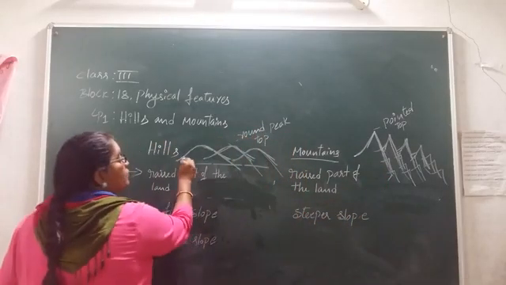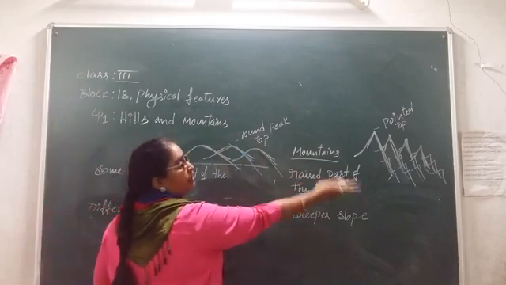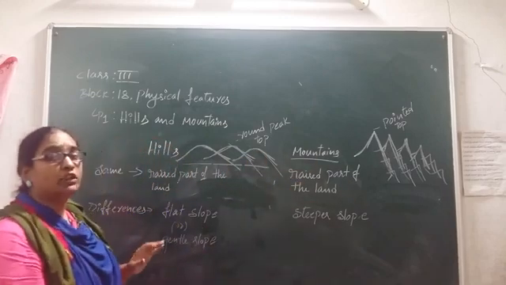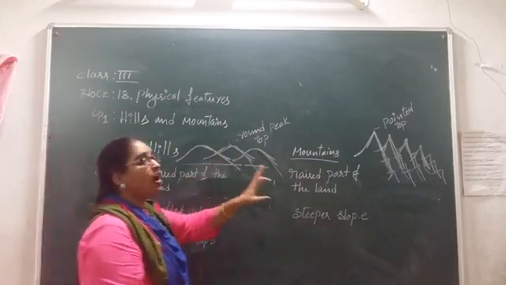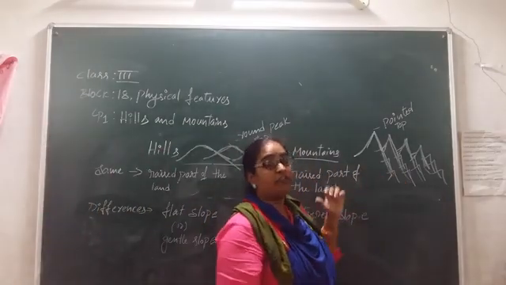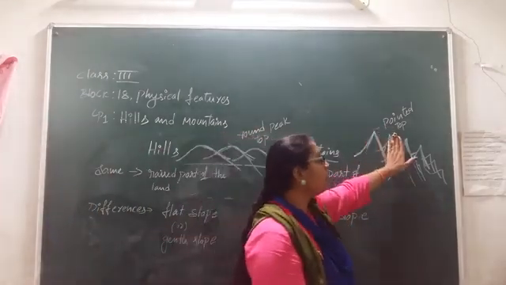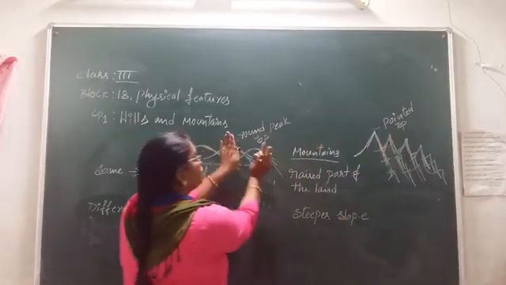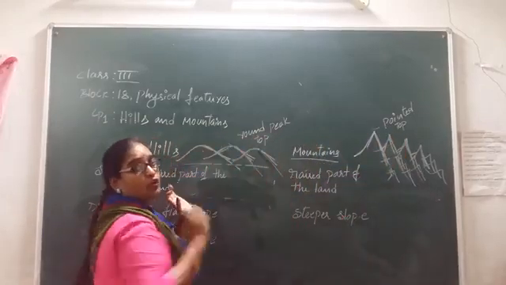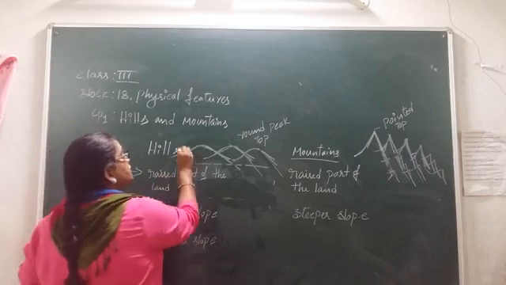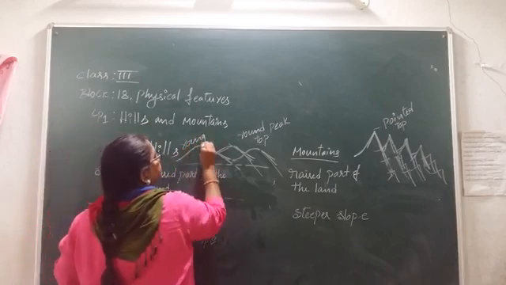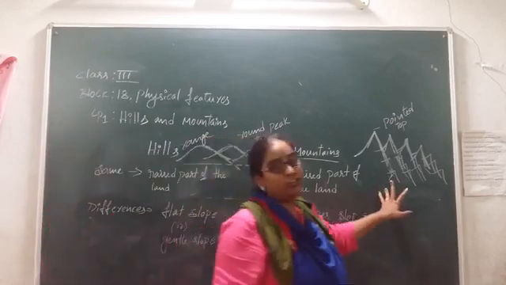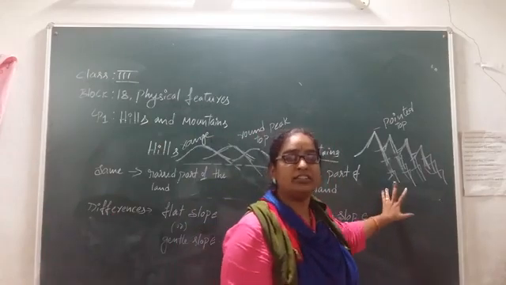So when we have more than one mountain, or more than one hill, what do we call them? A hill range or mountain range. If we see more than one mountain, or more than one hill, we call them hill ranges or mountain ranges. Did you understand the lesson?